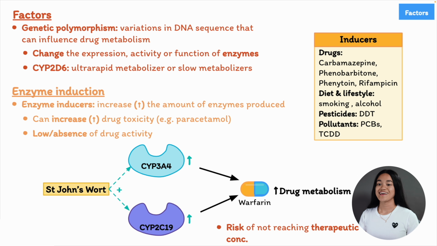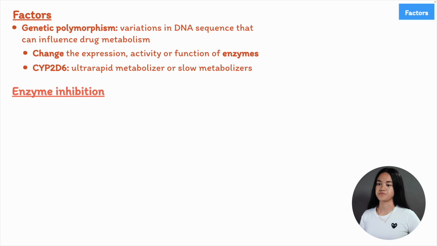So to summarize, in the case of enzyme inducers, the body produces more enzymes. So the risk is that the drug is rapidly metabolized because we have so much of these enzymes, and the plasma concentration decreases. When the plasma concentration drops, the drug loses its activity. Okay, that's enzyme inducers and how we can affect CYP enzymes. Let's look at enzyme inhibitors now.